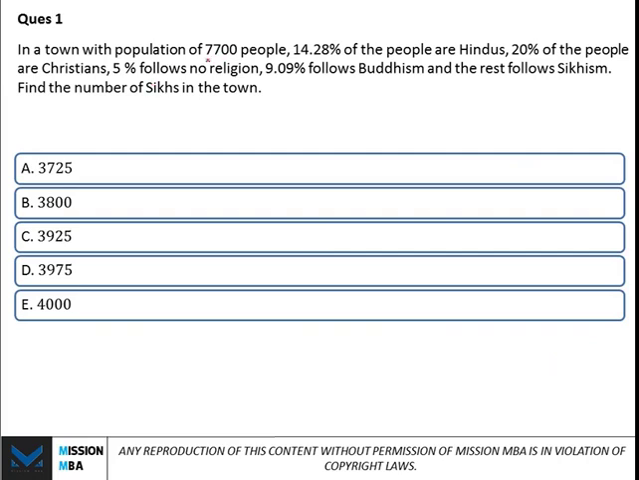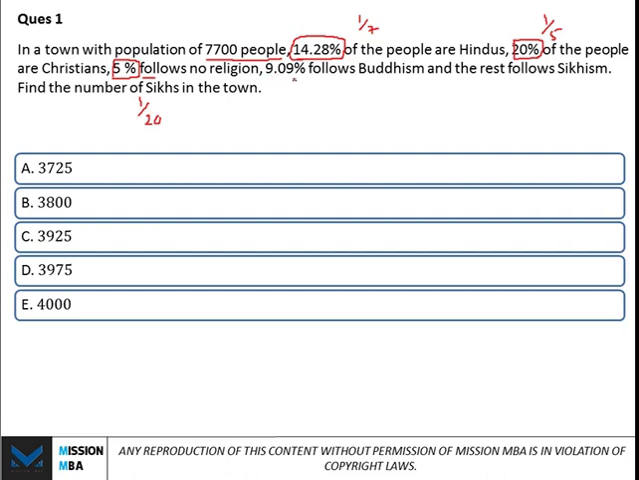So in a town with population of 7,700 people, 14.28%. Do you remember this number? Yes, this was nothing but 1 by 7. 20% of the people are Christians. 20% guys, this was 1 by 5. And 5% follows no religion. This number again, you know, this was nothing but 1 by 20. You will also be very quick once you start practicing, right?